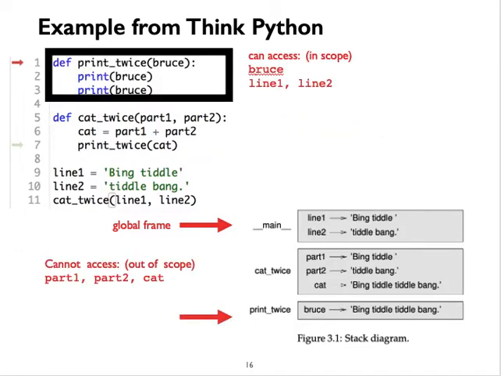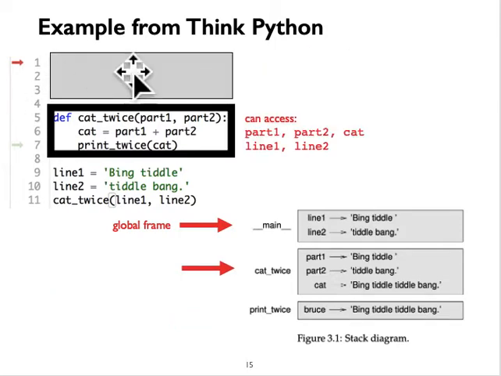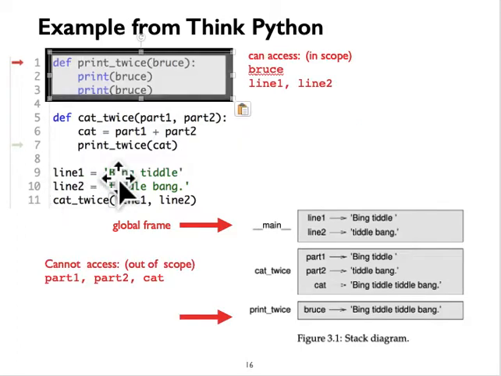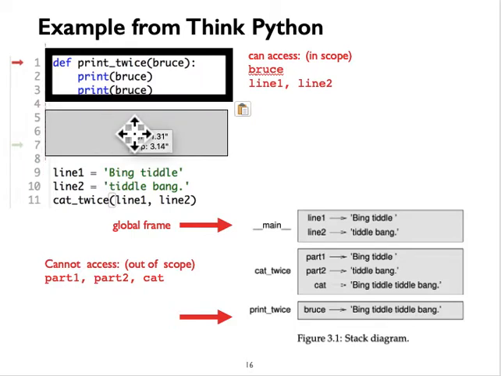What about when we go to the function print twice? By the way, what I should have done there is covered up the other function. What's really happening when we call cat twice is that I can cover up this other function because we don't really have access to that. So from the function print twice, anywhere inside of that code, we can access Bruce. We can access line 1 and line 2.